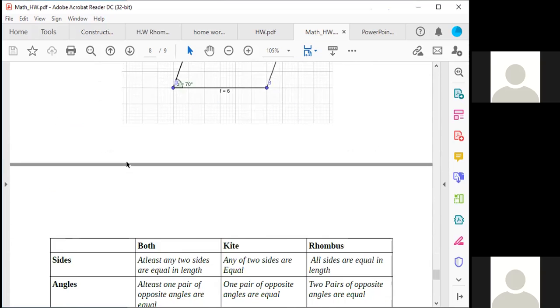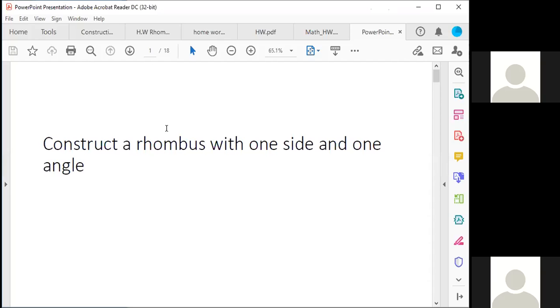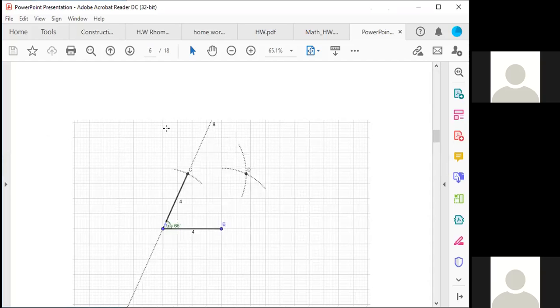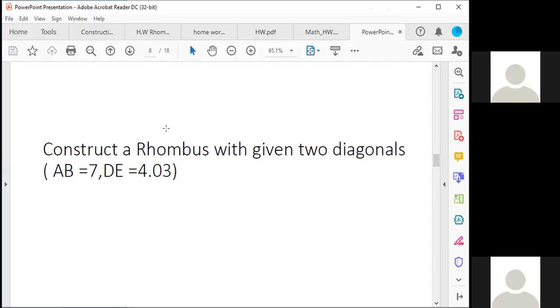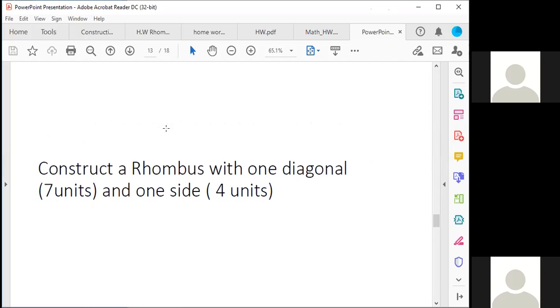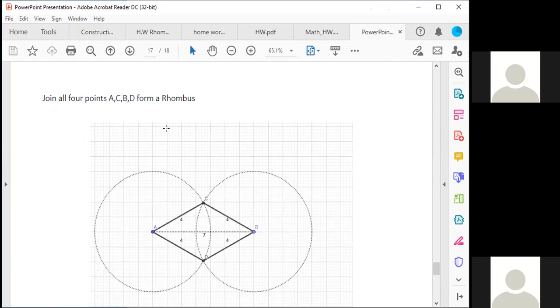Okay, so that's there. The last one, side, one angle, 60. Okay, very neatly done. Again, very neatly done. Yeah, very neatly done.